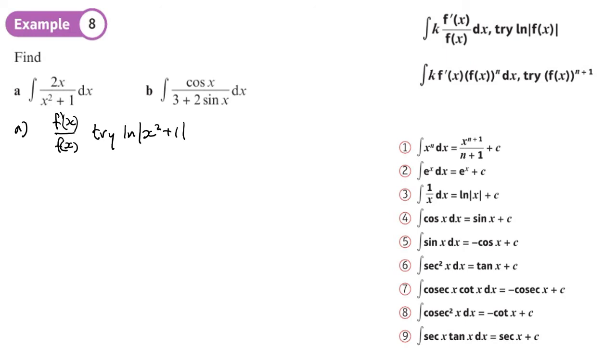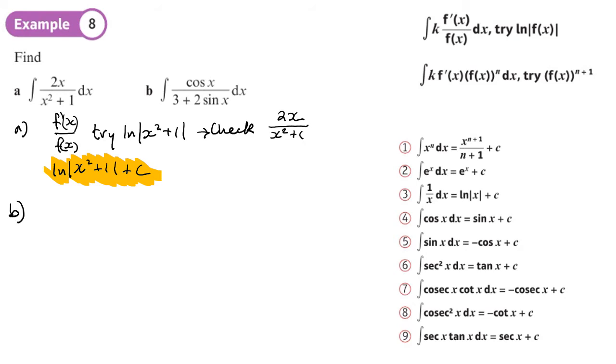How do I check how good my try is? Well, I differentiate that, and if I differentiate that, I'm going to get x squared plus 1 at the bottom, 2x at the top. So I don't need to make any adjustment. Final answer is that it's just log of x squared plus 1, plus c. And I suppose the examples I did at the beginning should have also had plus c at the end. Never mind. Part B.